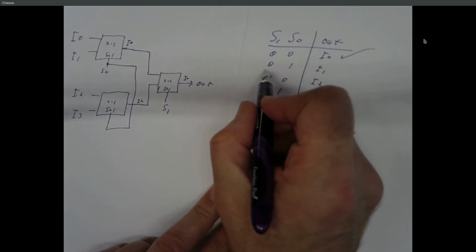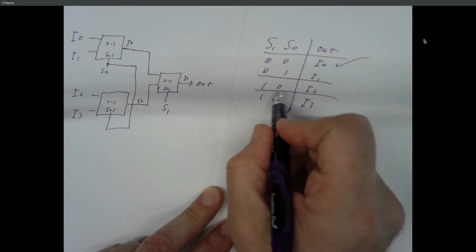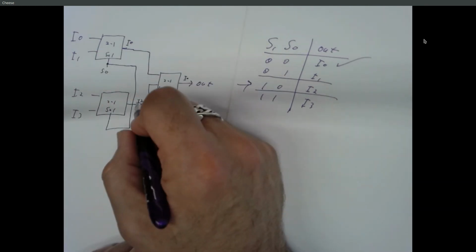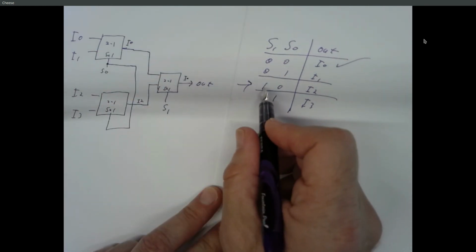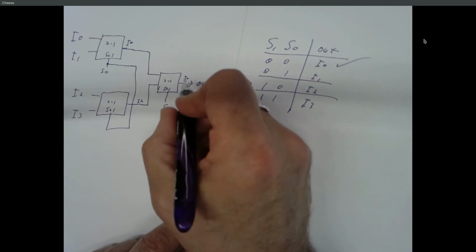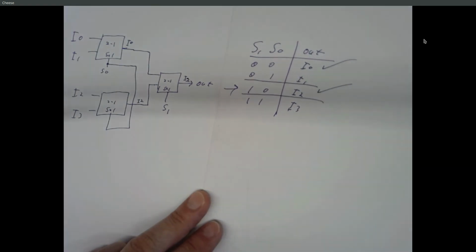What about the second row? Well, let's do the third row because we already did S0 is 0. So S0 is a 0, so this is I0, this is I2. But now S1 is a 1, which means this multiplexer is going to select this input, so the output's going to be I2. And so that's giving us the correct output in that case. Is everybody seeing this?